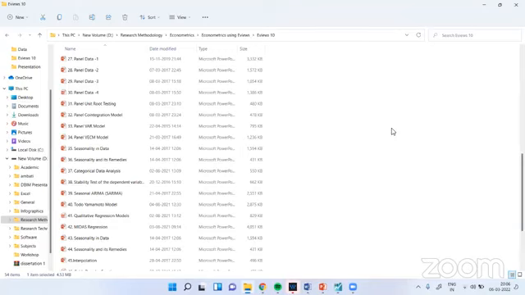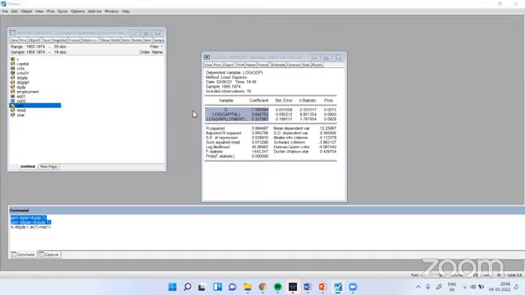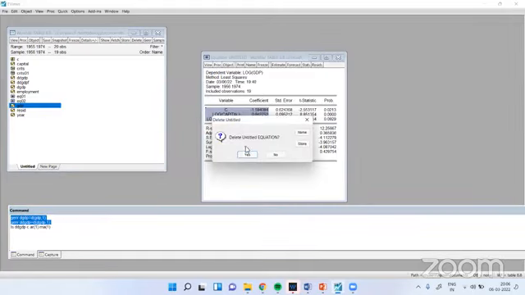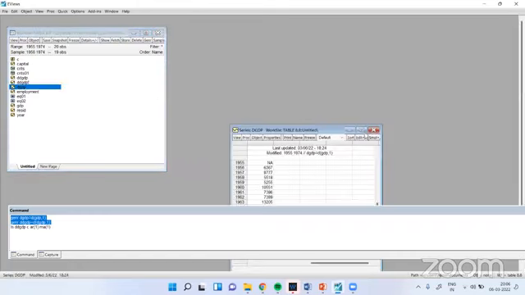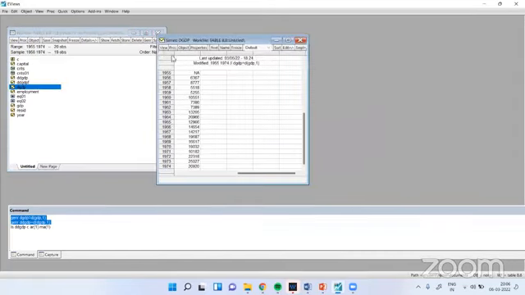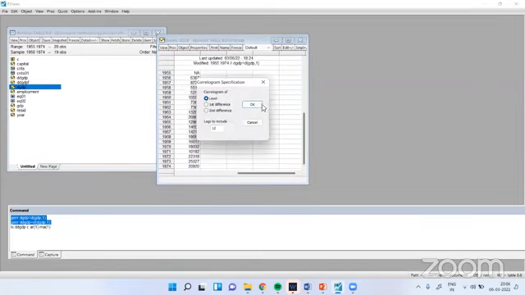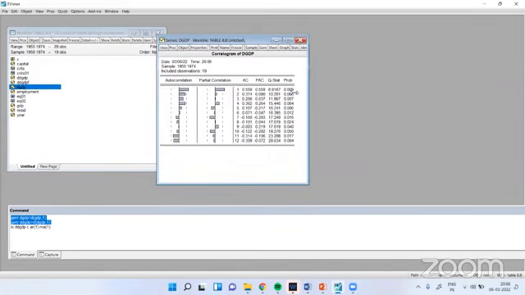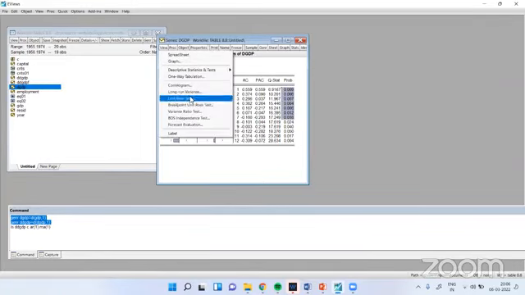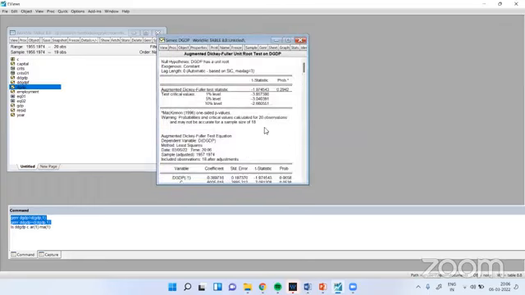DDGDP is a stationary series. Sir, DGDP is also stationary, is it? Was DGDP stationary? Yes, I think it was. Let me check. No, it's not stationary. DGDP is not stationary. Okay, thank you, sir.